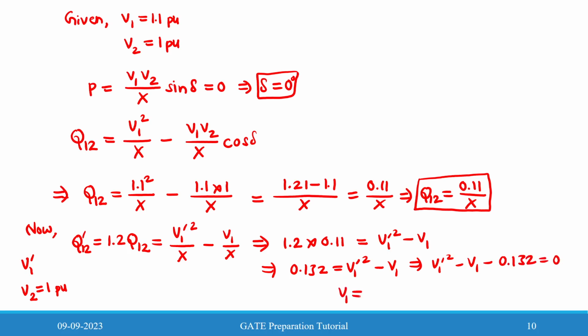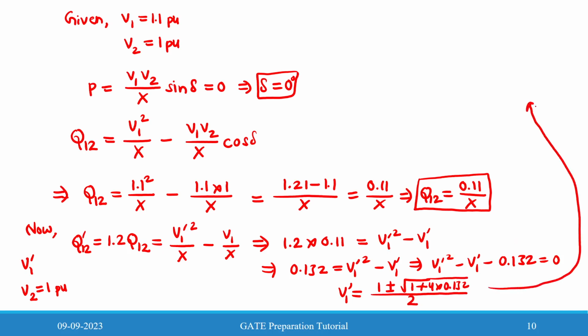In the GATE exam, you have to use this expression: minus b plus or minus square root of b squared minus 4ac, divided by 2a. So the V1 dash value will come from here: 1.12 per unit or minus 0.12 per unit. So which value will we take, 1.12 per unit or 0.12 per unit?